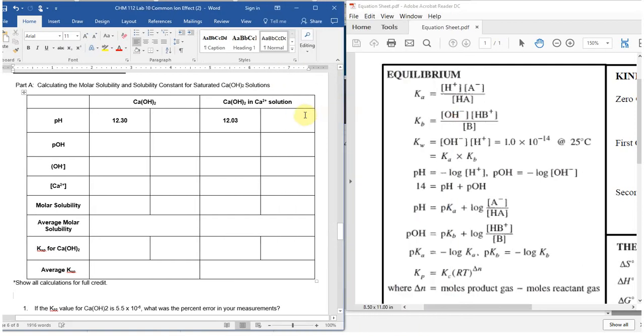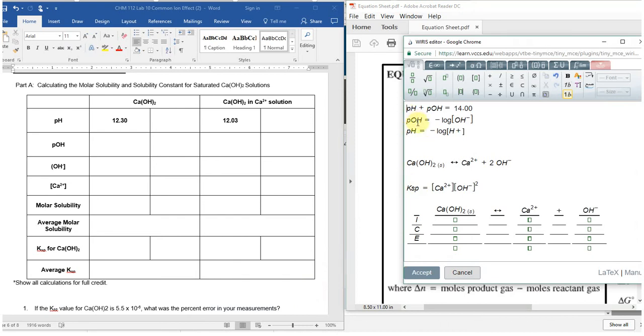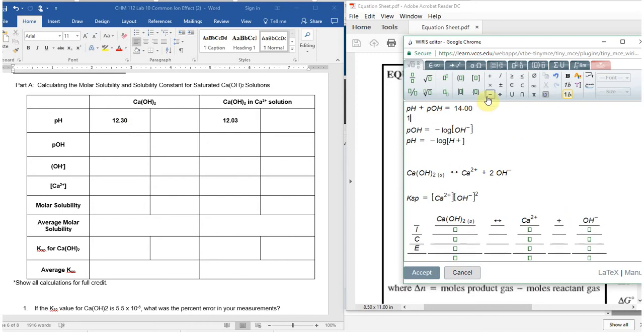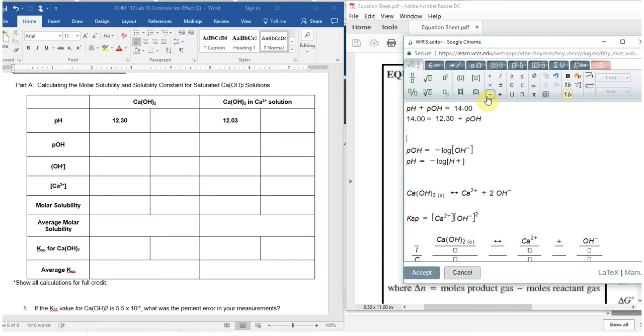Perfect. Okay, so once you have your pH values, we know from the equation sheet that pH is related to pOH because pH plus pOH is equal to 14. And so we can very easily find this value. So we're just going to say 14.00 equals 12.30 plus pOH. We're going to subtract the 12.3 from both sides.